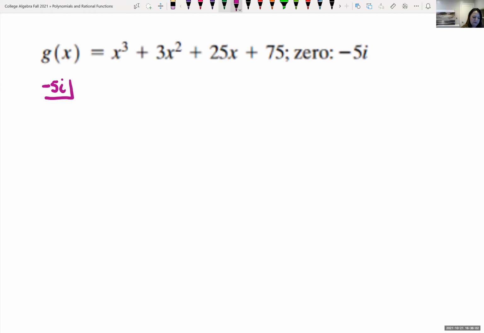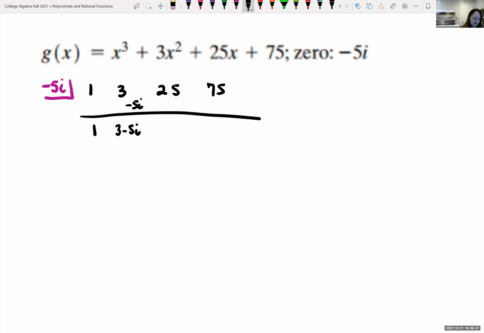We could write our coefficients here: 1, 3, 25, and 75. If we bring down 1, I have 1 times negative 5i is negative 5i. So remember, when we're adding complex numbers, we add our real parts and our imaginary parts together. So 3 minus 5i.